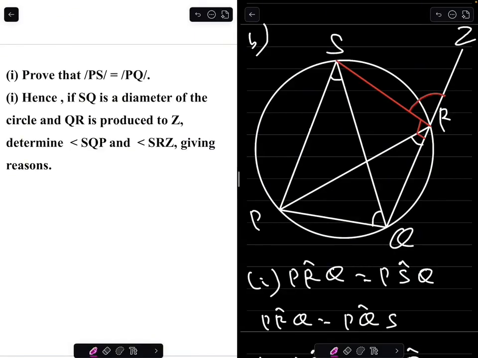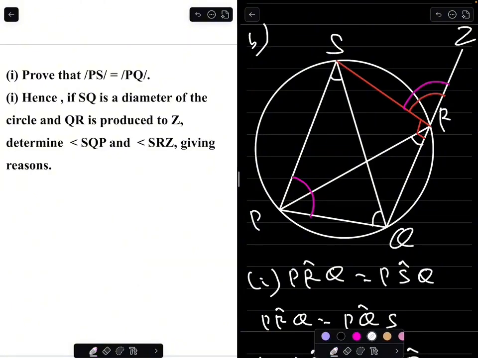One of the sides of that quadrilateral, which is QR, has been produced to Z. So that means this angle is an exterior angle. And the exterior angle of a cyclic quadrilateral is equal to the opposite interior angle. So angle SPQ equals angle SRZ. The angle facing this angle is the interior opposite angle.